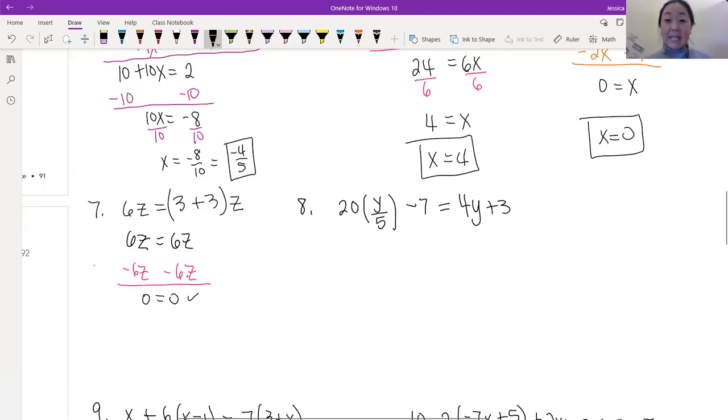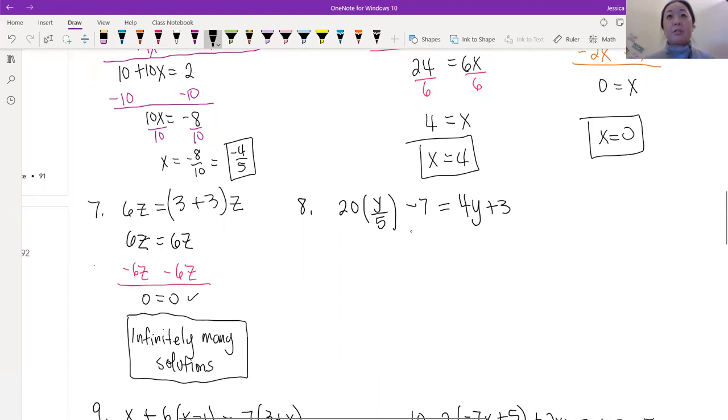So therefore, remember what we said. This z can be anything it wants to be, because think about it. Whatever this z is, the other z is, right? And if we're going to multiply both of them by 6, it's still always going to be the same answer. So we call this infinitely many solutions, meaning z can be whatever it wants to be. There we go. This is our official answer. There are infinitely many solutions.